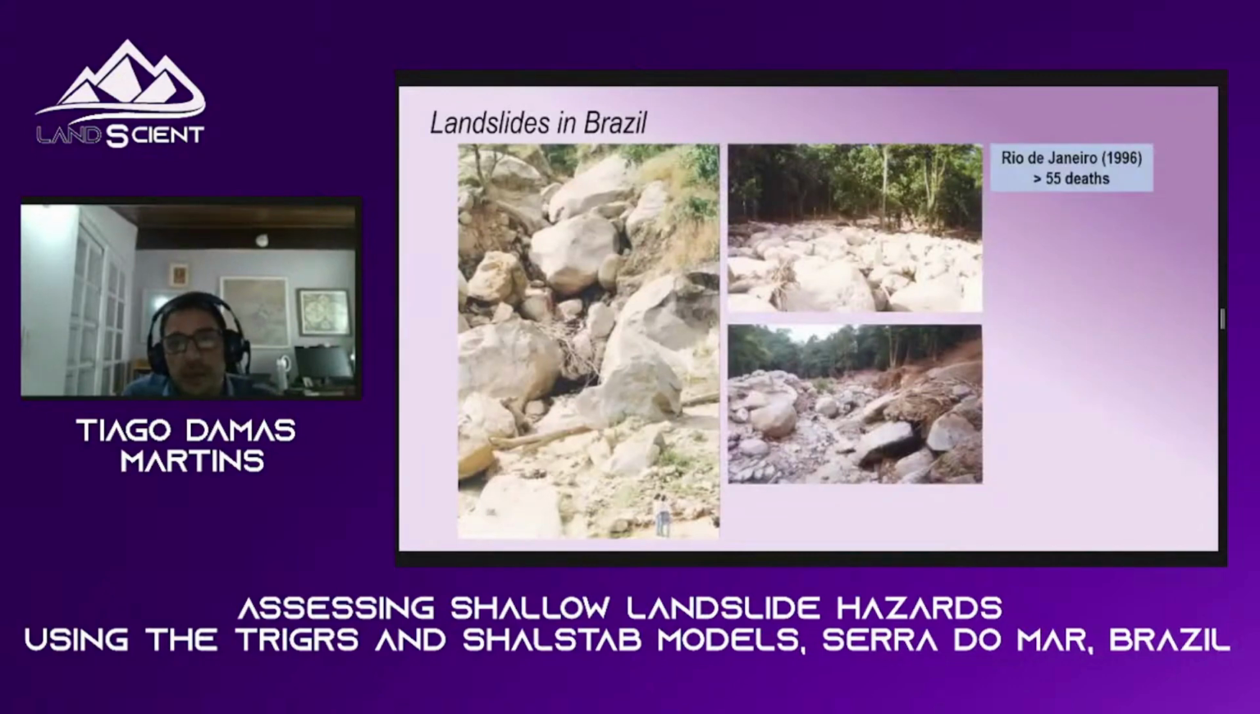Another event that happened was in Rio de Janeiro, with more than 55 people killed in 1996 in the city of Rio de Janeiro. There were two watersheds affected by mass movements. As you can see here, debris flows with very large blocks being moved along the drainage system. And this happened in one of the massifs that you can find inside the Rio de Janeiro town. It is a bit far from the Serra do Mar mountainous terrain.